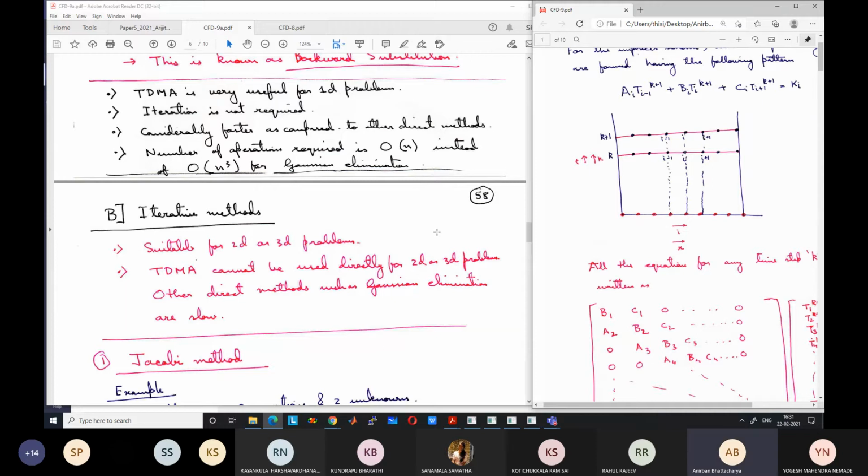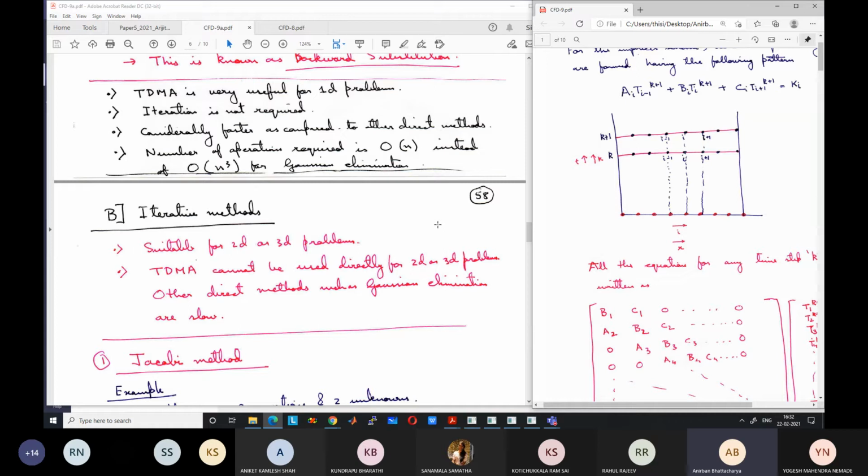What will be the difficulty of using the direct method for a 2D or 3D problem? What is the main difference for a 2D or 3D problem as compared to a 1D problem? Not iterations, the number of grid points will be very high. Okay. So say for a 1D problem, if I have 100 grid points, for a similar 2D problem, I will have 100 by 100, so 10,000 grid points. And for a 3D problem, I will have 100 by 100 by 100, so 1 million grid points.